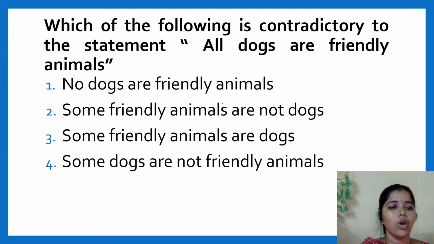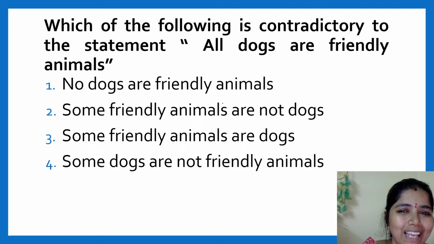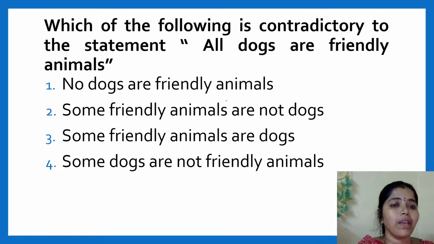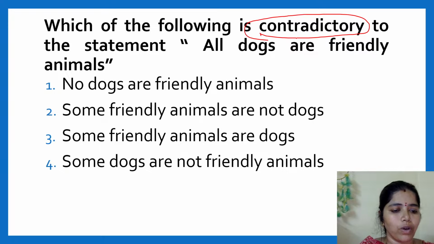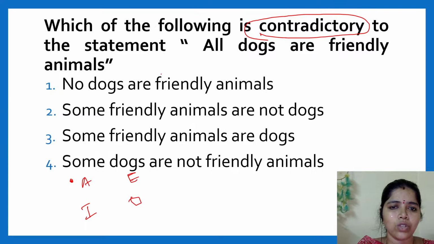Yes, do this question. Which of the following is contradictory to the statement, all the dogs are friendly animals? You have to tell me what will be the contradictory statement. You simply have to draw the diagram. If you are not practiced with this problem, just draw AEIO. All is coming, so this is the A type sentence. So we have to find the contradictory, which means the opposite statement. O type sentence.